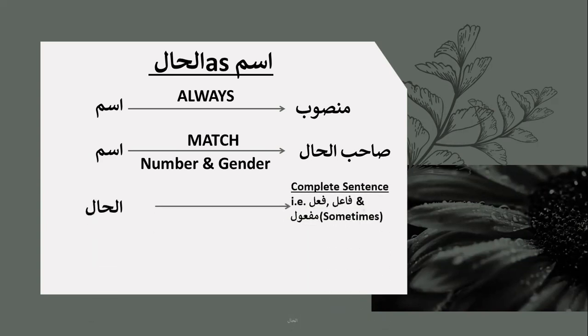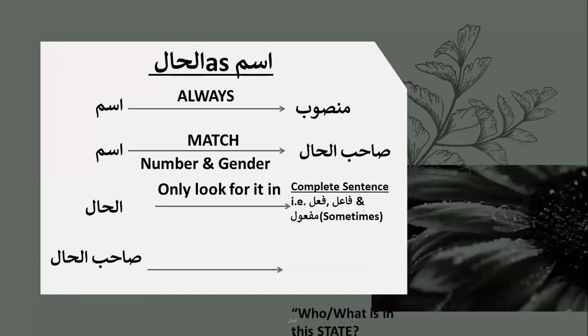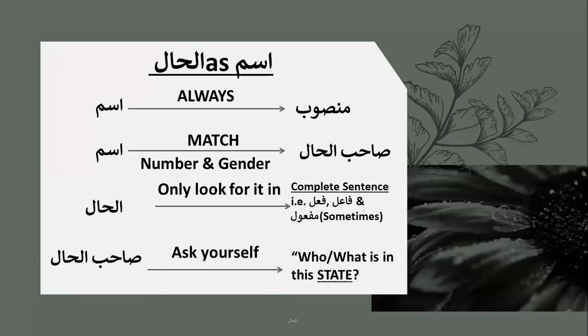Then al-hal always appears, you only look for it, when the sentence is complete. For example, you found your fa'il. In some cases, you would need a maf'ul as well. So if you found all that, then you can see if there's additional information. You have to see if it's hal. So if you want to find your sahibul hal, you have to ask yourself who or what is in this state. Once you found your hal, you look for your sahibul hal: if this is the state, then who exactly is going through this state.